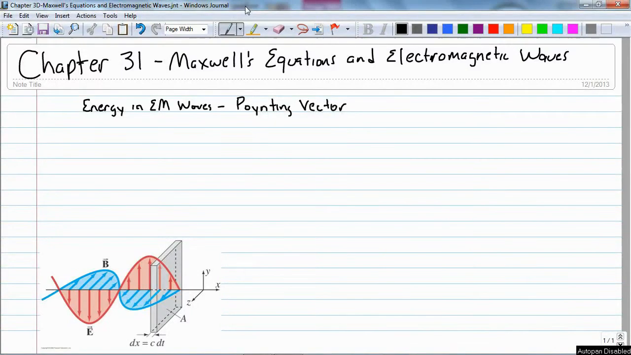So one of the topics that we'll discuss next is this idea of energy in electromagnetic waves. And when we talk about energy density, when we think of density, we think of volume. So it's the amount of energy in a volume.